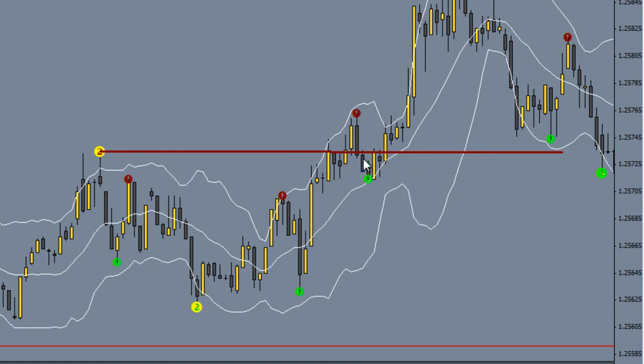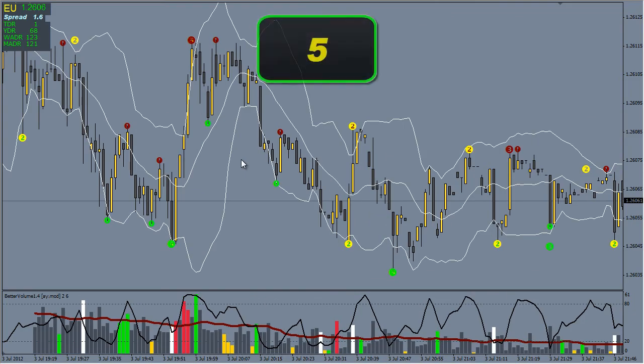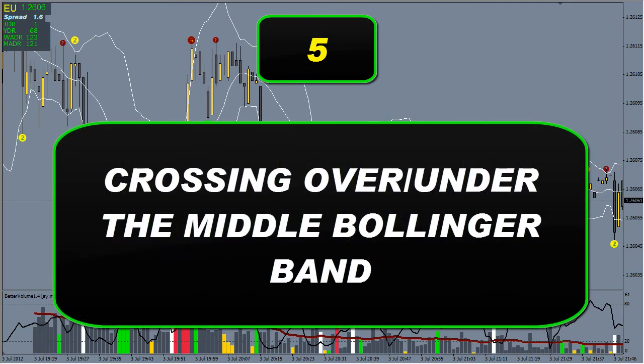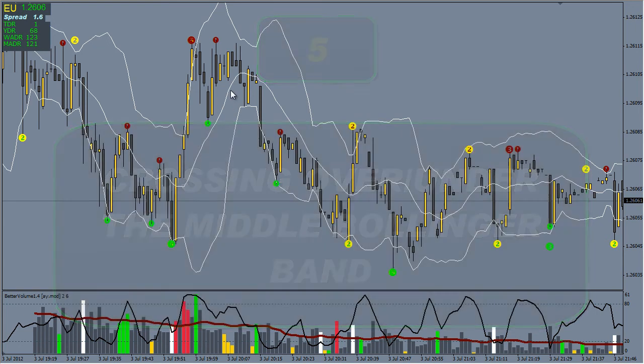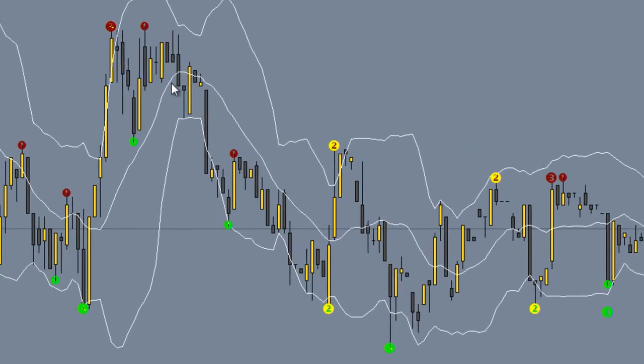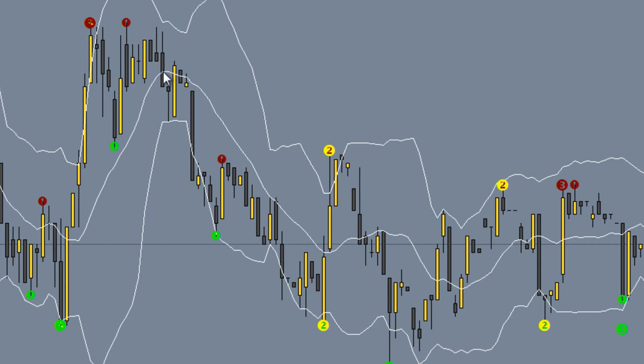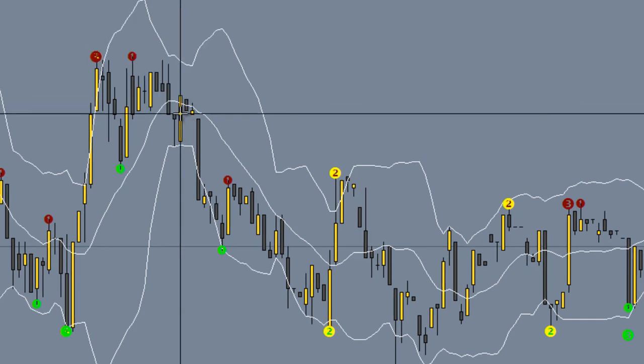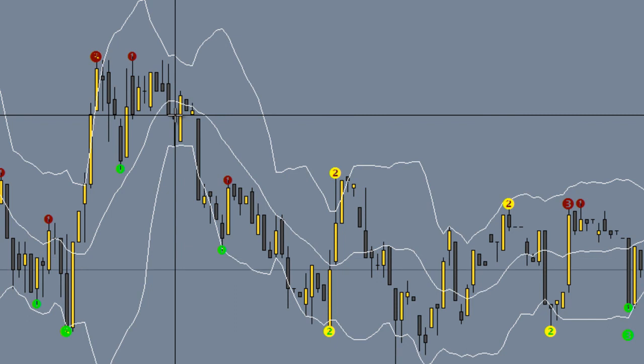Entry type number 5 would be a crossing over or under the middle Bollinger Band. In this case, our middle Bollinger Band is here. We wait for a candle to cross and close below that, and our entry is at the open of the next candle, which in this case would be right here, to go short.